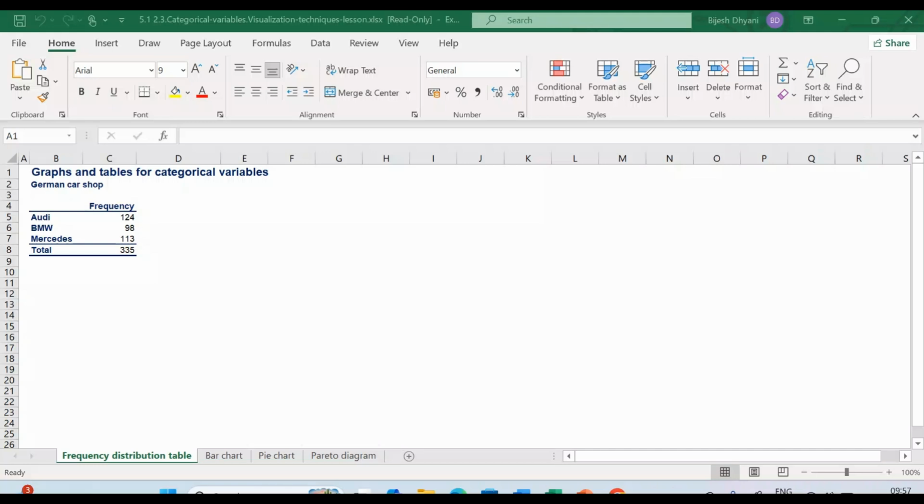Imagine you own a car shop and you sell only German cars. The table shows that category of cars. In Excel we can see Audi, BMW and Mercedes and their frequency, or in plain English the number of units sold. By organizing your data in this way, you can compare the different brands and see that Audi has been sold the most. That is a frequency distribution table, which is very easy to interpret and analyze. You can distribute your data in a frequency distribution table for categorical data.